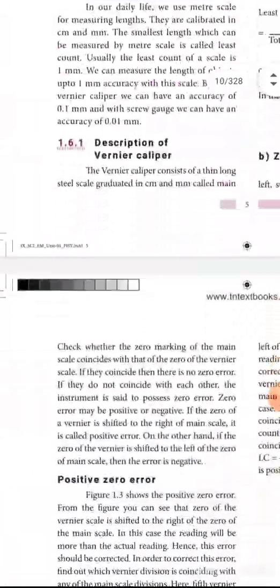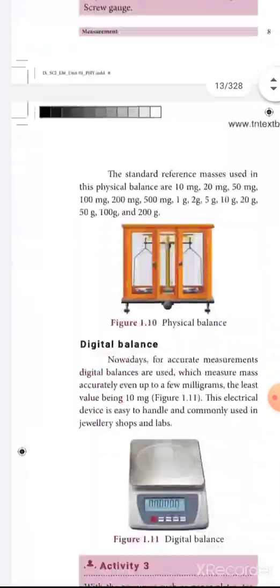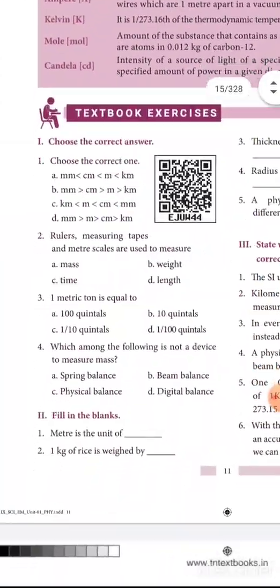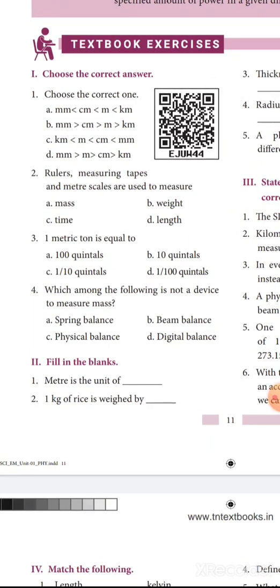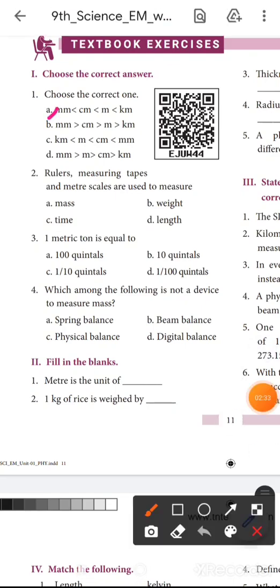Take page number 11. Okay, first choose the correct answer. First one, answer is A, because the millimeter is small. The next is centimeter, meter, kilometer, that is the increasing order. So answer is A. Next, ruler, measuring tapes and meter scales measure which one? Length. Answer is length.